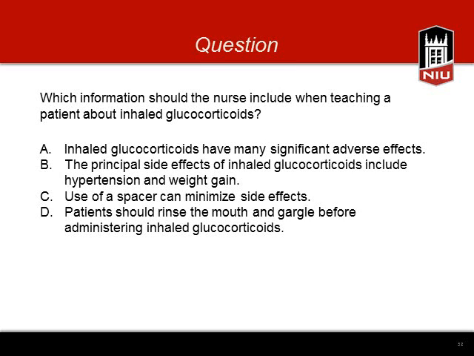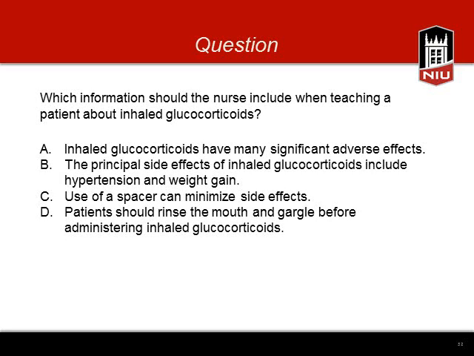Next question, which information should you include when teaching a patient about inhaled glucocorticoids? Should you tell them that they have many significant adverse effects, that the principal side effects of inhaled glucocorticoids include hypertension and weight gain? C, use of a spacer can minimize side effects, or D, patients should rinse the mouth and gargle before administering inhaled glucocorticoids? This one seems too easy, especially after the last one.